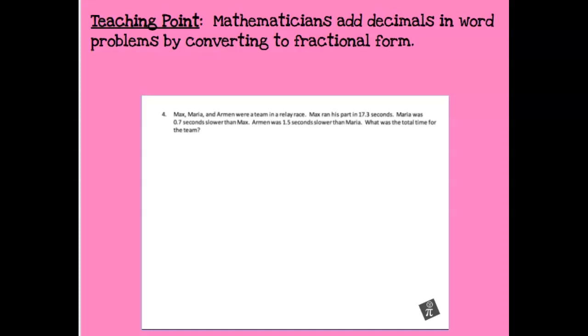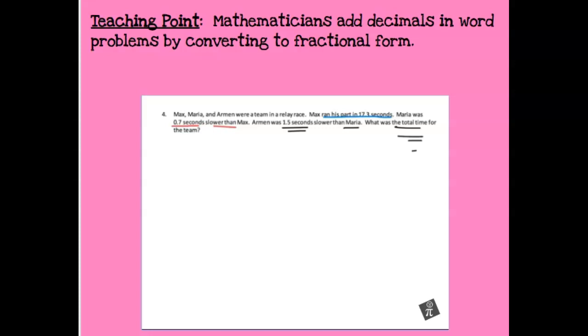So here we've got Max, Maria, and Armin, and they are in a relay race. They're a team. And Max ran his part in 17.3 seconds. Maria was 0.7 seconds slower than Max, and Armin was 1.5 seconds slower than Maria. And then the question is, what's the total time for our team?